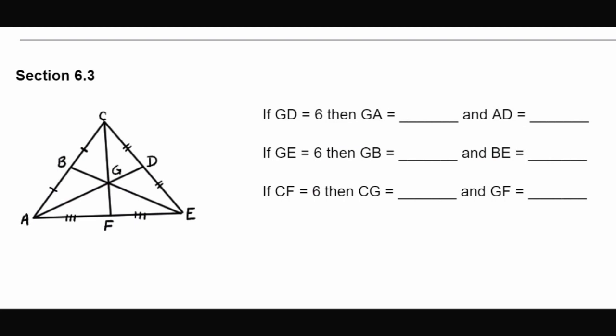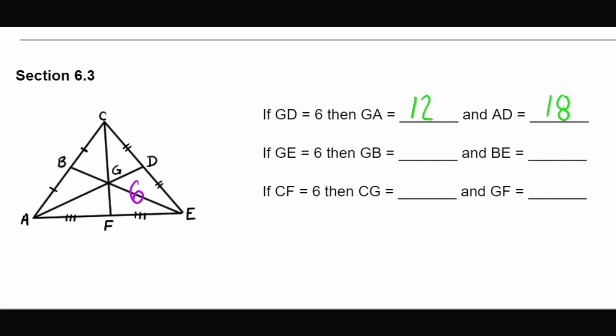Section 6.3 is all about the centroids of the triangles. GD is the smallest segment of the median, the part that goes from the side to the centroid. Then the distance from the centroid to the vertex will be double that, which is 12. And to find the distance from A to D, that'll be 12 plus 6. We also could have figured it out because GD, the smallest distance, times 3 will give us the total distance, which is 18. So if GD is 6, GA is 12, and AD is 18.